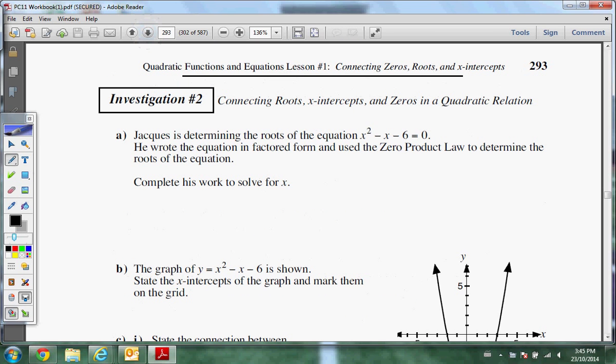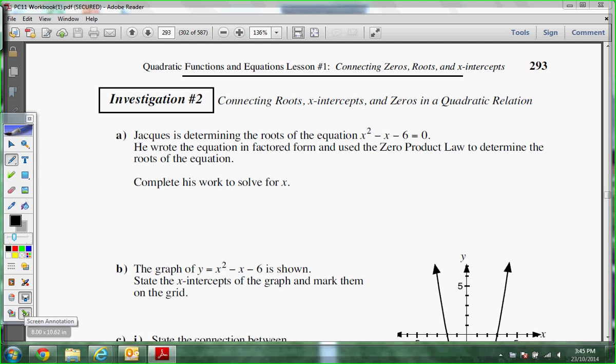Okay, so investigation 2 gives us a quadratic now. And this is important because this is what we're going to be dealing with this chapter, parabolas, right? So, Jacques wrote the determining roots x squared minus x minus 6 equals 0. He wrote the equation in factored form and used the zero product law to determine the roots of the equation. So what is this factored?